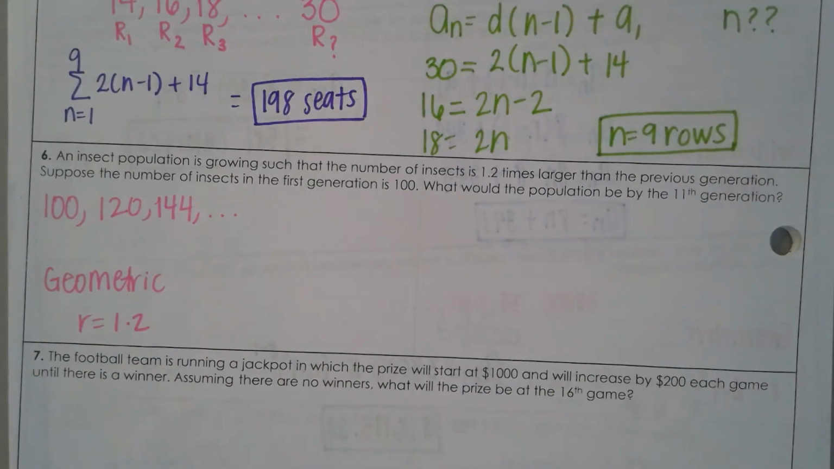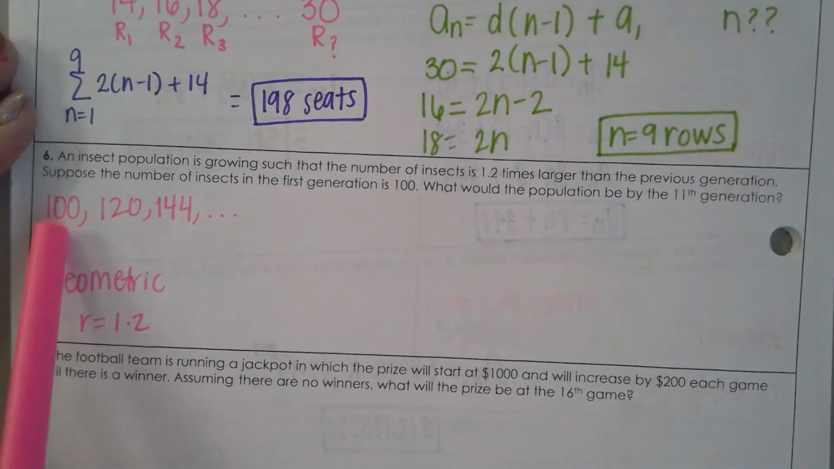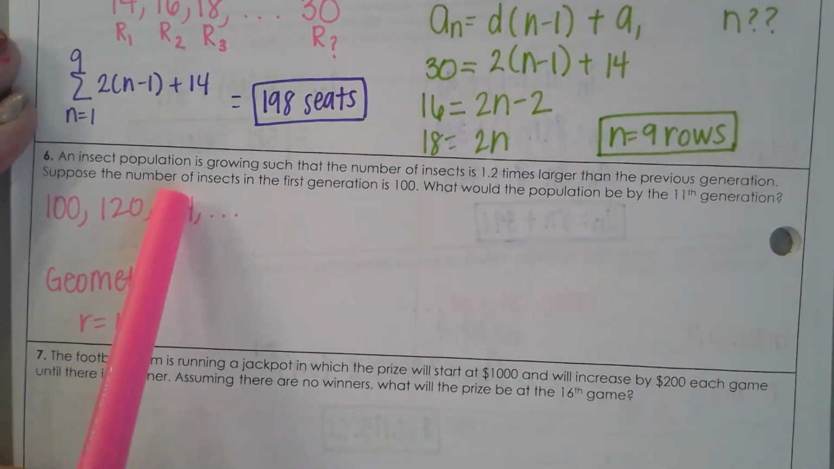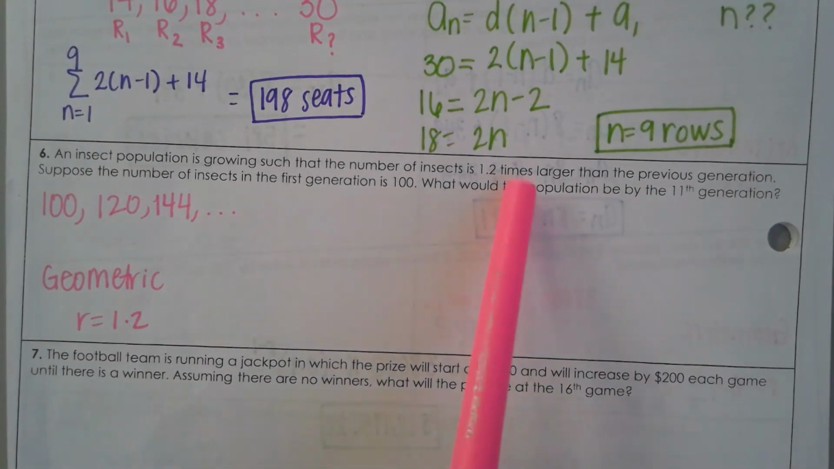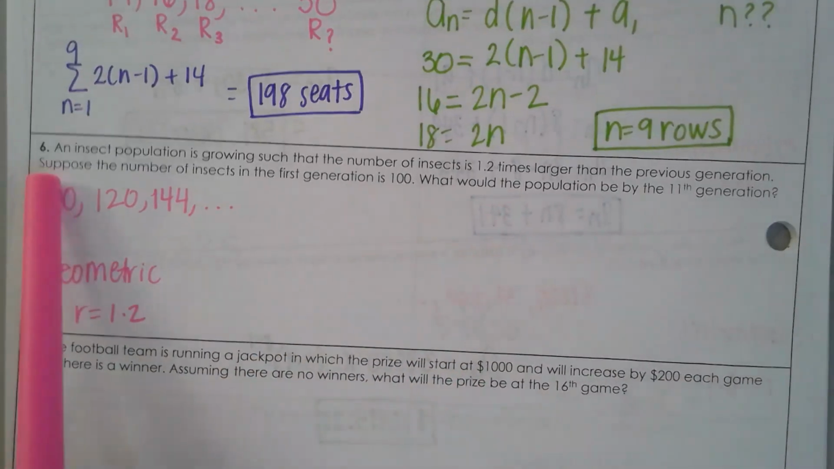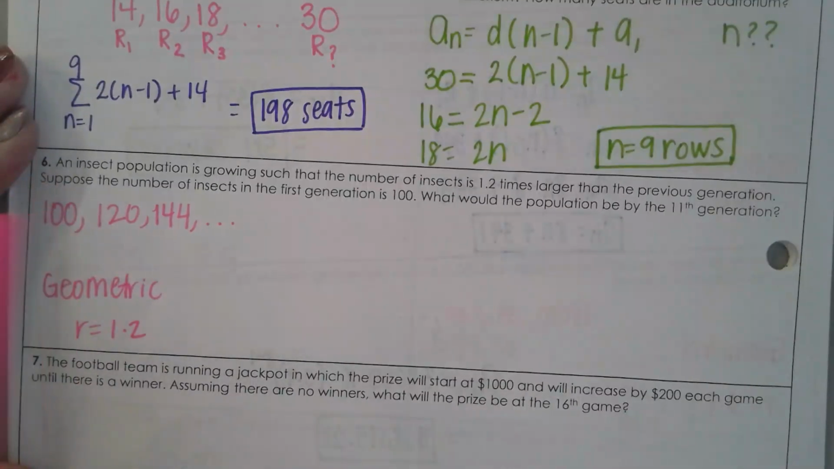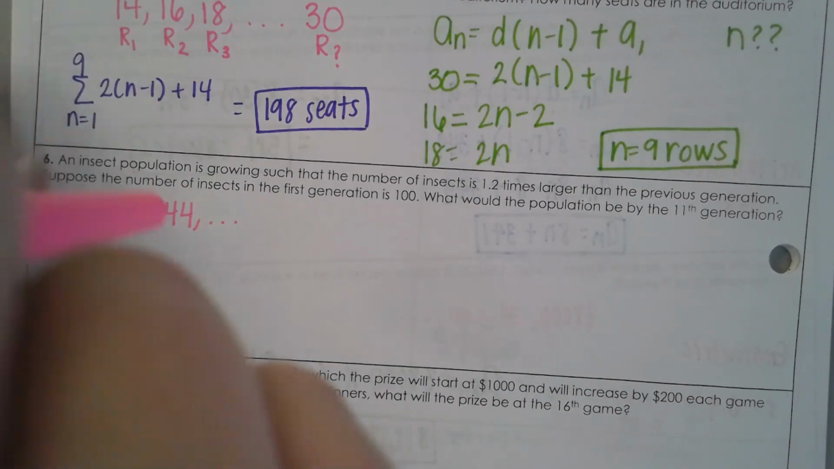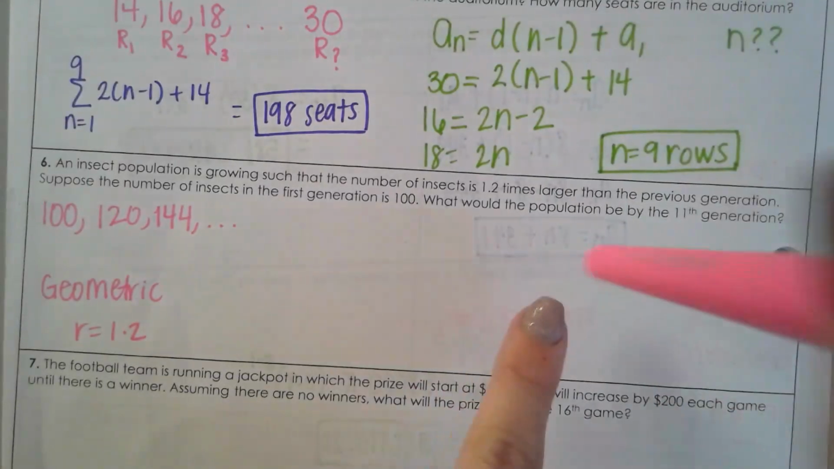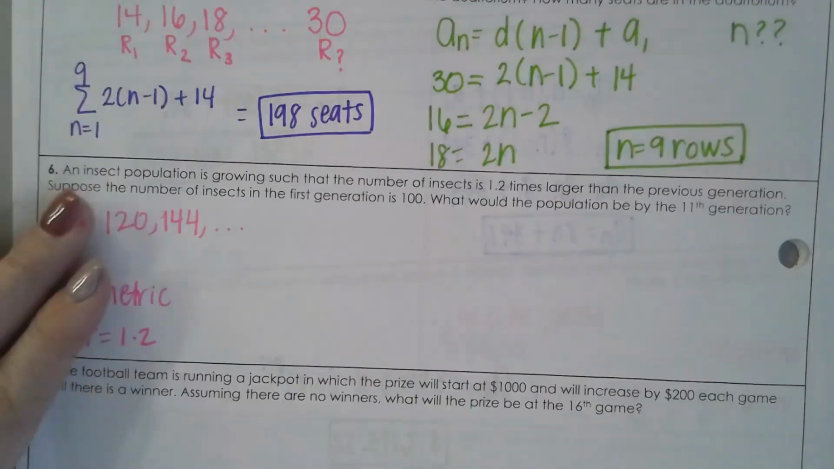Am I finding the 11th term, or am I finding the sum of the first 11 terms? It's actually the 11th term because each term is a new total population. So we want to know the total population on the 11th, which is the 11th term. So these can be kind of confusing. So Generation 1, there are 100 insects. Generation 2, there's 120 insects. Generation 3, there's 144. So Generation 11, that's just the 11th term that we're finding.